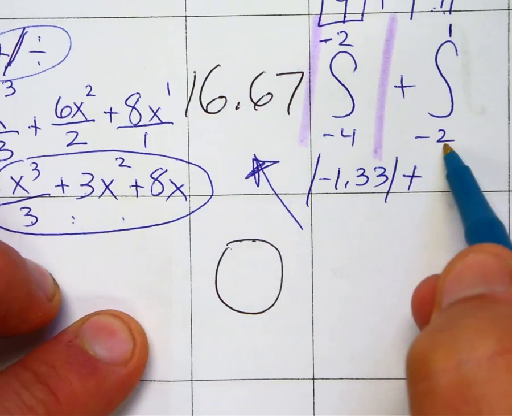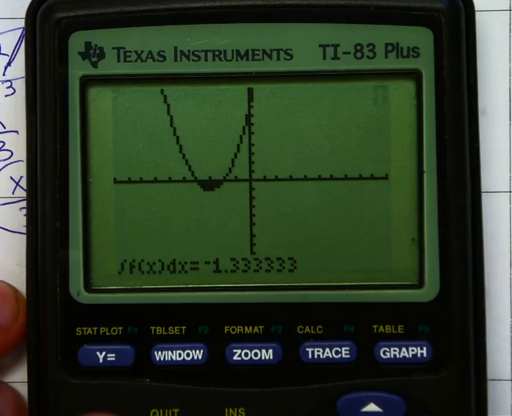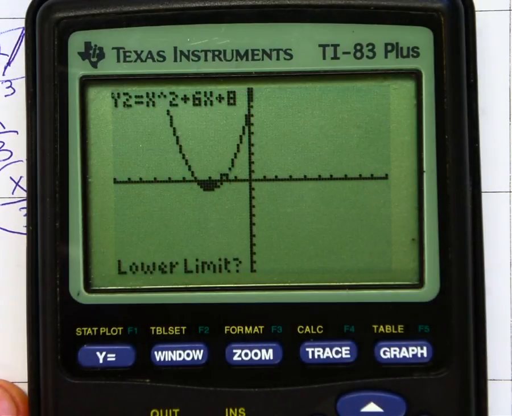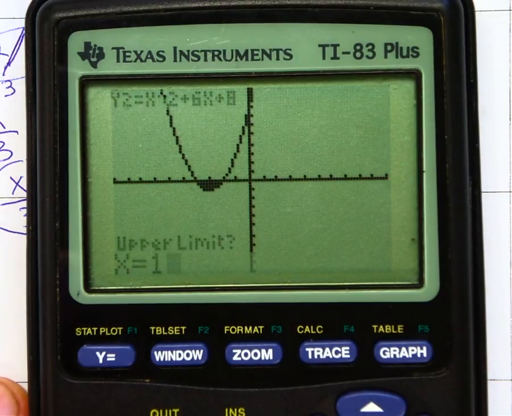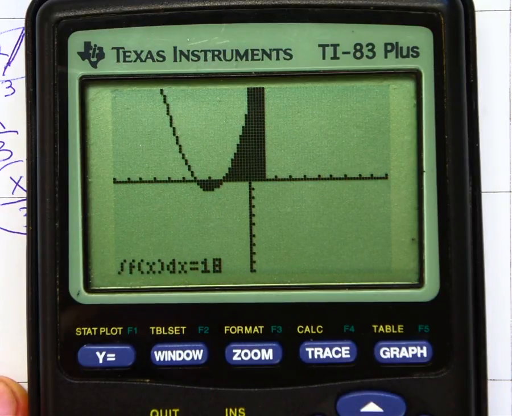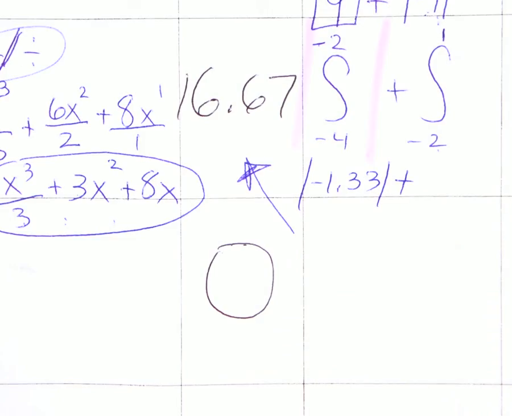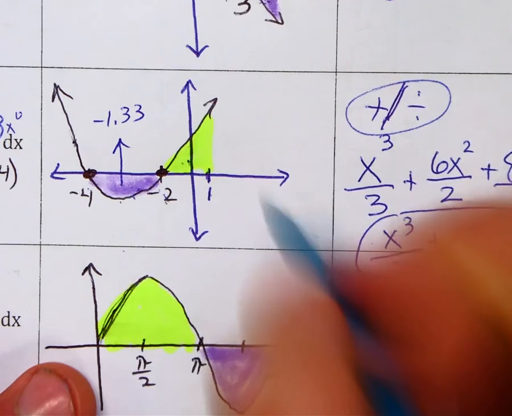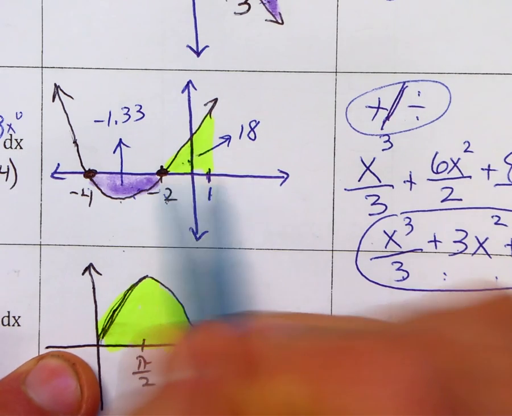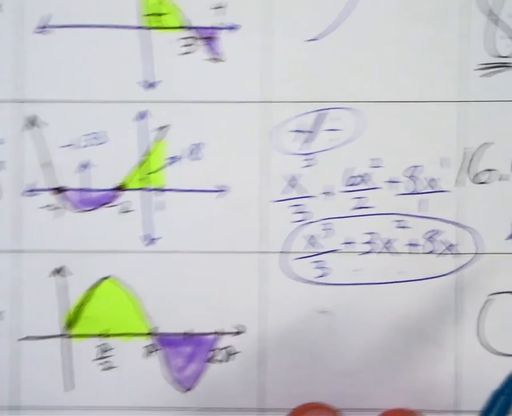Then I'm going to add the area from negative 2 to positive 1. So I'm just going to do the same process over again. This time from negative 2 to positive 1. 18. Okay, so 18 is just the area of this area above sea level. So even though my graph is not to scale, it serves as a really good visual here. It at least tells me where the area is broken up. So the area of the yellow is 18.